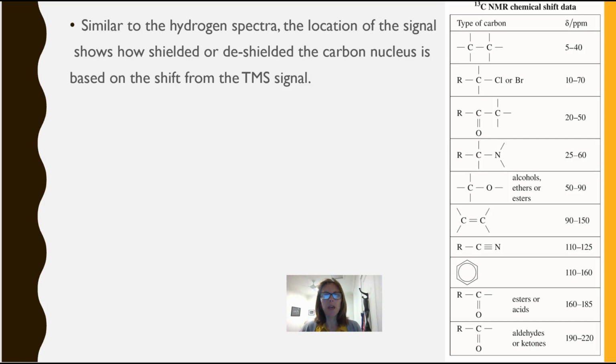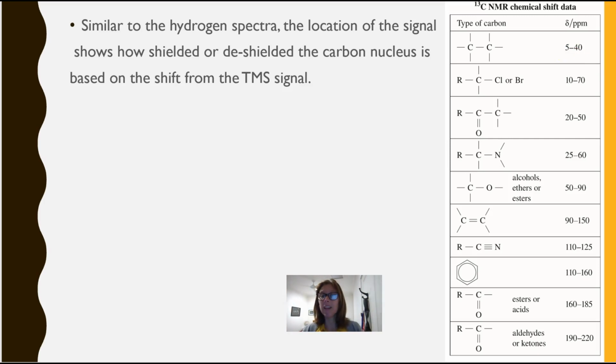We'll see a peak on our NMR, but the peak that we see and where it is located will tell us how shielded or deshielded the carbon's nucleus is, again by the electrons around the outside, based on how far away it moves from the TMS signal. And remember, the TMS signal is on both the proton and the carbon NMR, and it's our benchmark. So looking over here at the type of carbon, you can see it's a carbon-to-carbon bond, which is going to be your alkanes. We're looking here at 5 to 40, we're going to see something there.